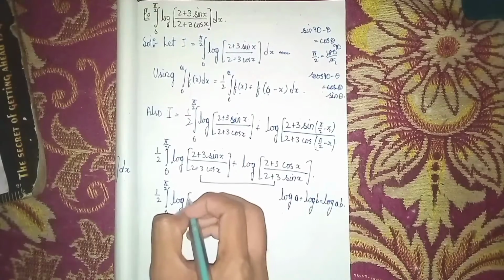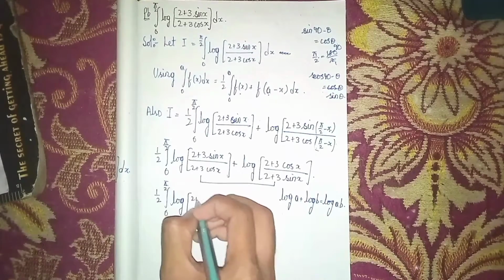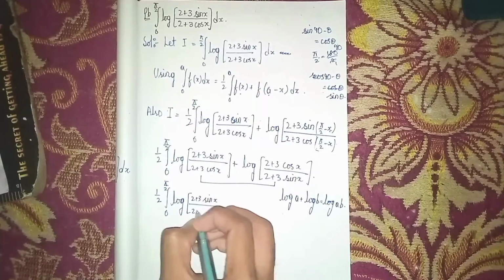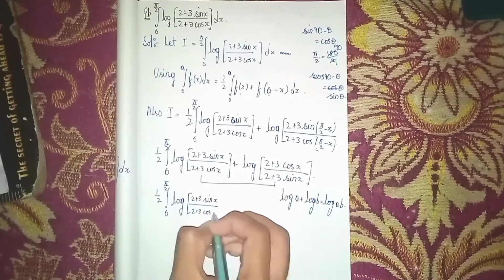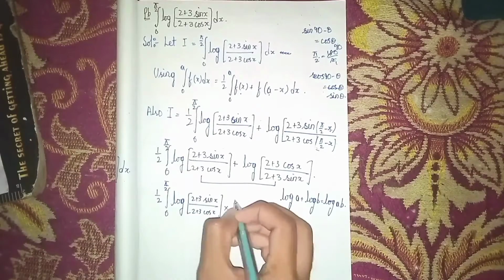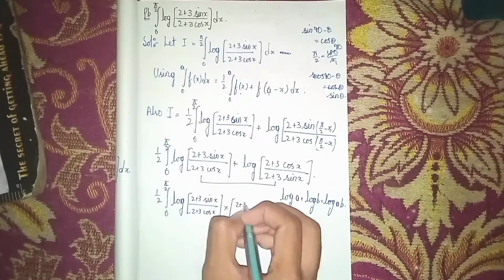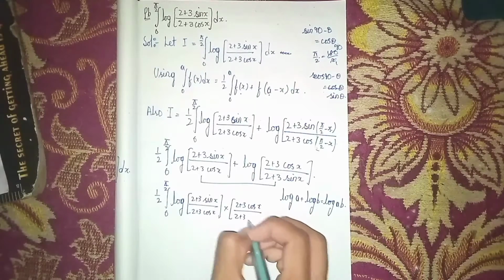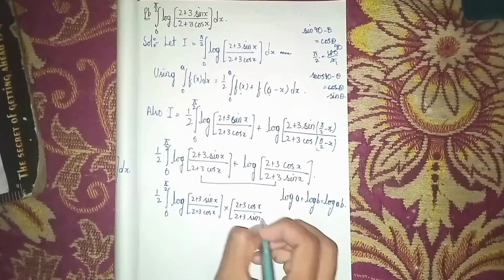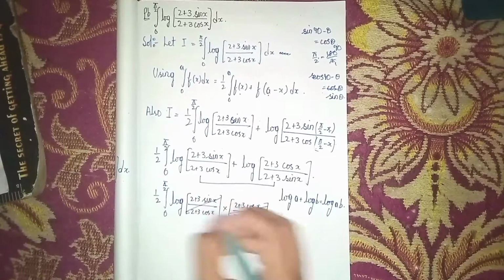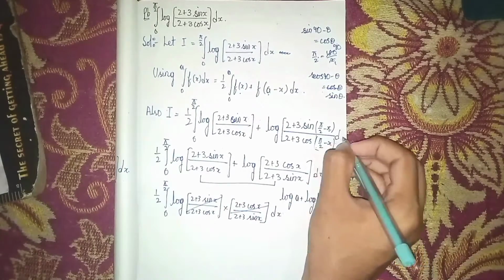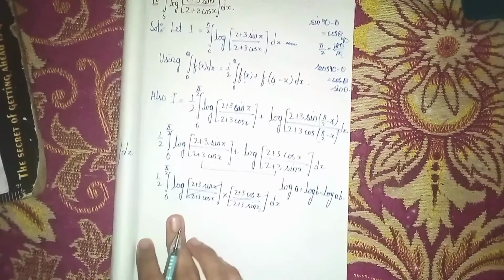then (2+3 sin x)/(2+3 cos x) into (2+3 cos x)/(2+3 sin x). Now here this function gets cancelled, this gets cancelled. I forgot to write dx here. We have to write dx on all the sides.